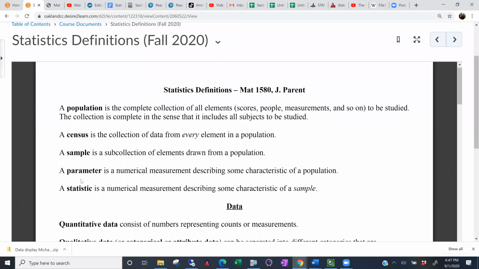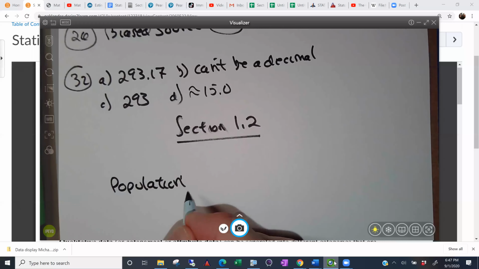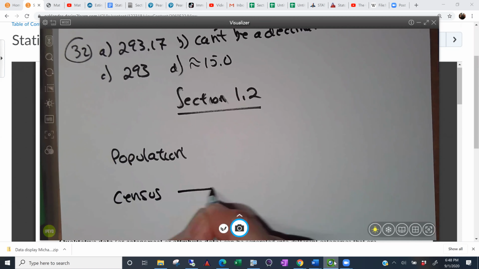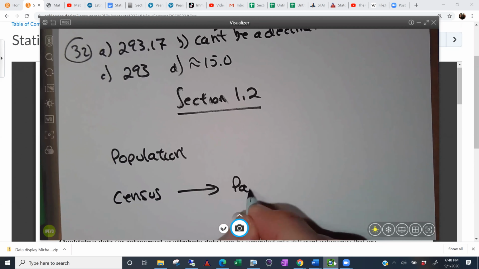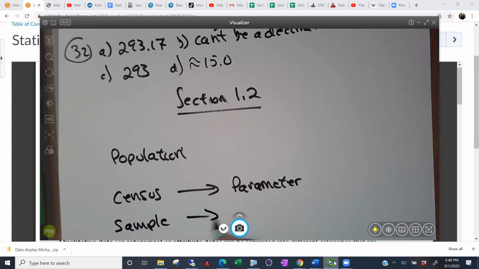So maybe I should write that down in kind of a little visual format. Let's do it this way. So census goes with parameter, and sample yields a statistic.